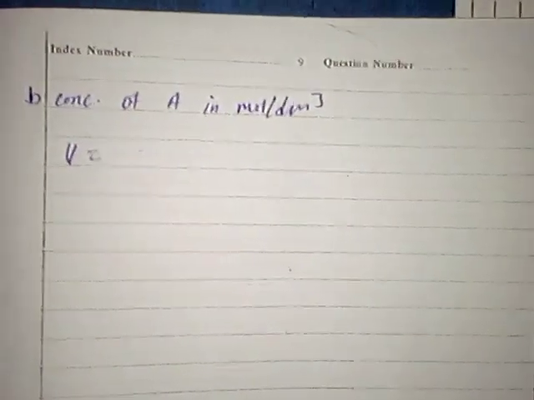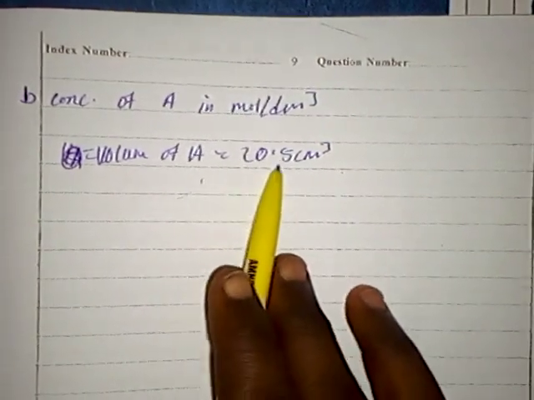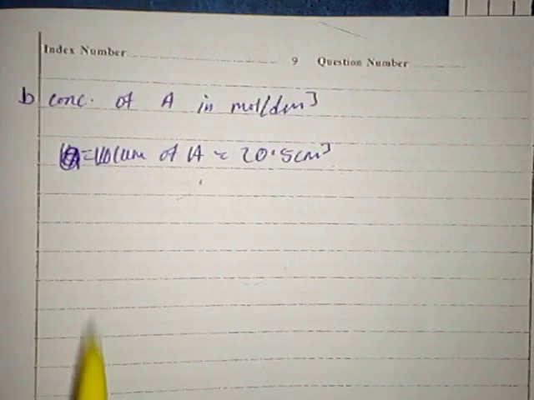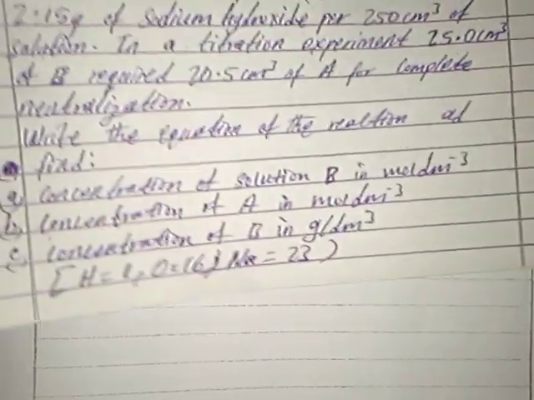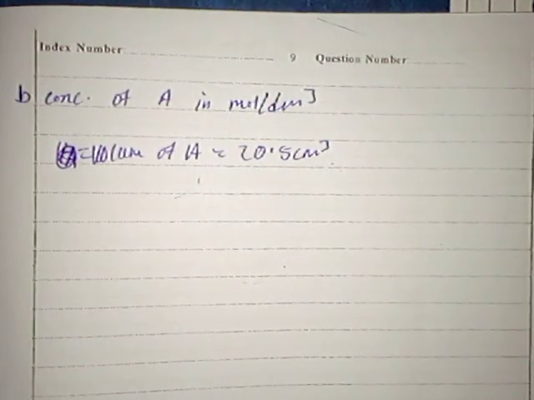The volume of A is 20.5 centimeters cube. That's the only thing they give us. Just look at the question. So anytime you have something like this, where they only give you the volume of A, what are you going to do?